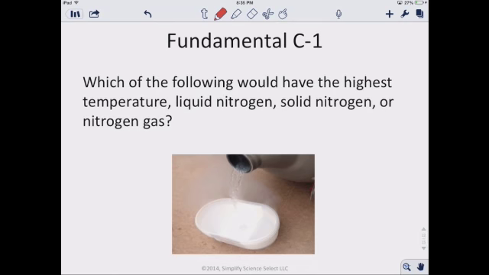Let's look at some example questions. Which of the following would have the highest temperature? Liquid nitrogen, solid nitrogen, or nitrogen gas? Well, the substance that has the highest temperature is going to be moving the most. And gas is definitely going to be the one with the highest temperature. It's going to move the most.